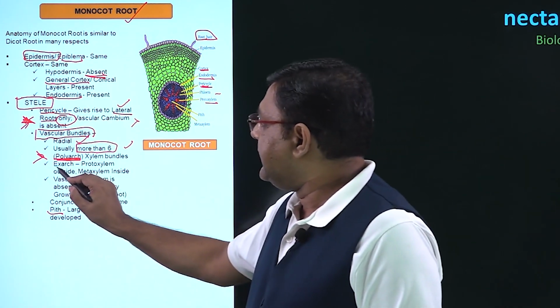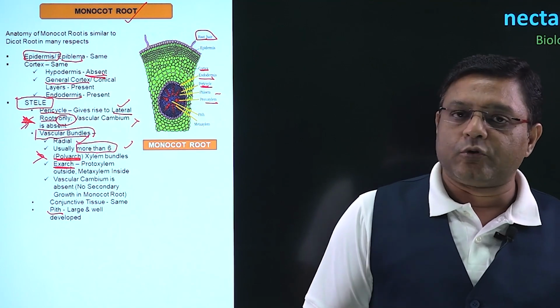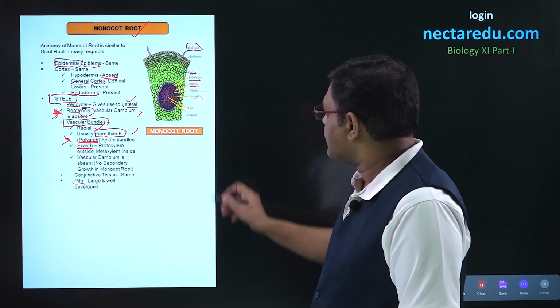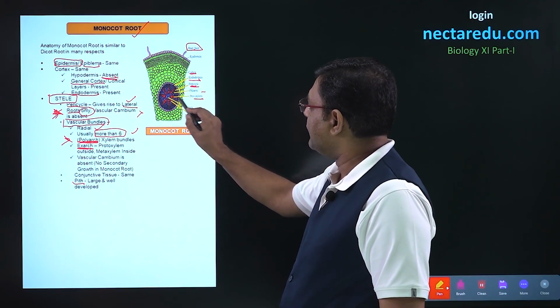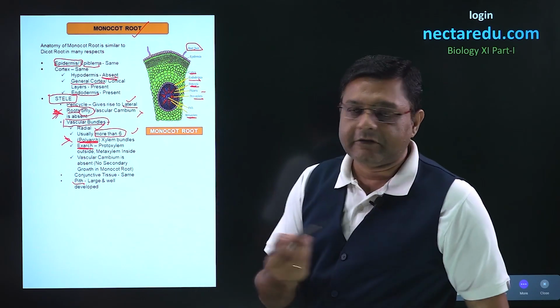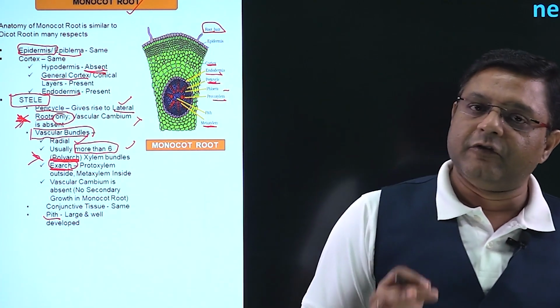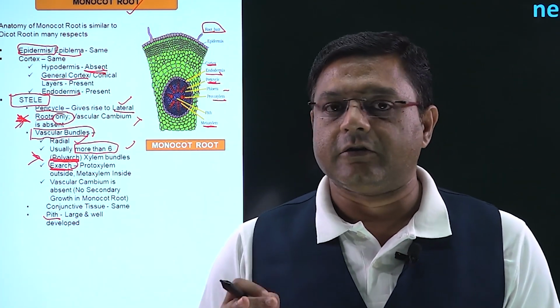After this, the condition is exarch. Exarch condition means that protoxylem will be present outside. So, in this diagram, we can see that a smaller protoxylem is outside and larger metaxylem is inside. So, the condition is exarch and the same condition was present in the case of dicot roots as well.